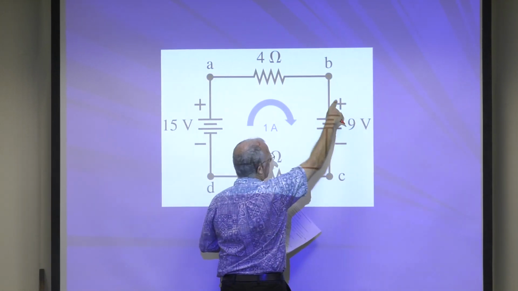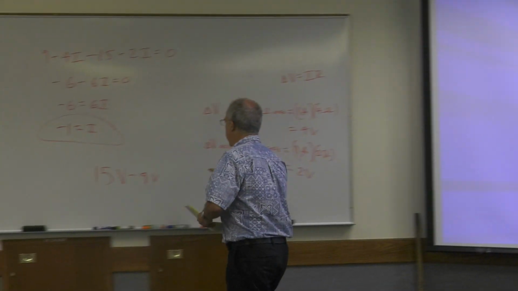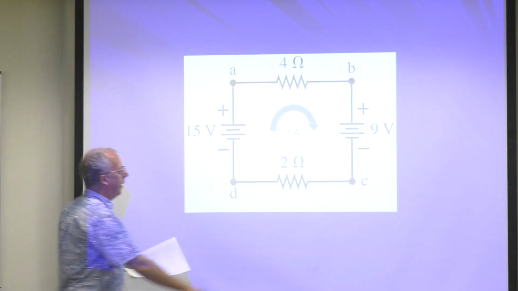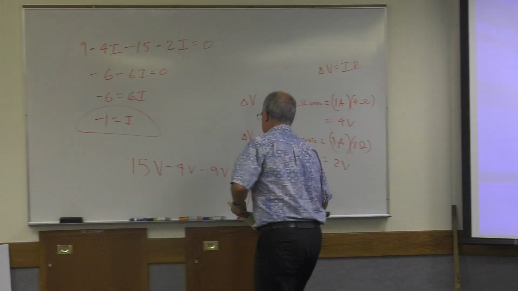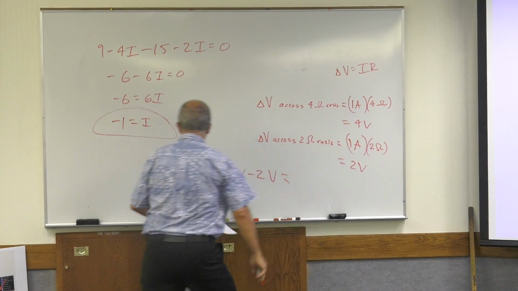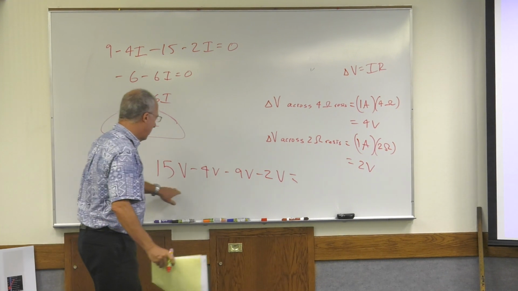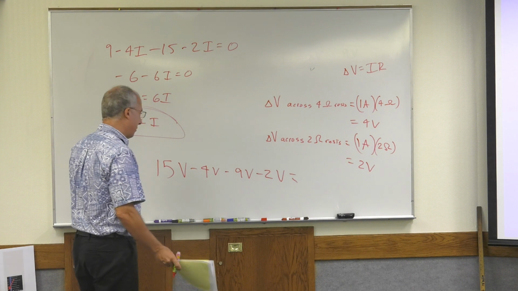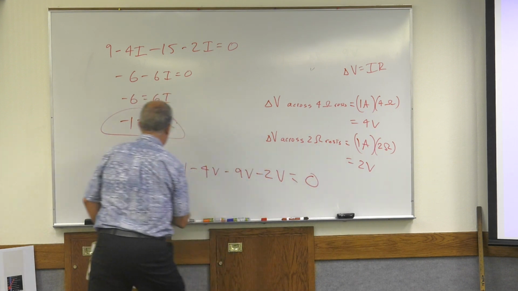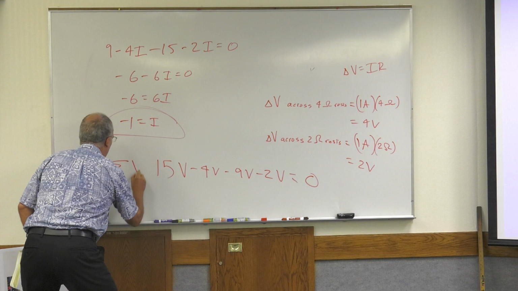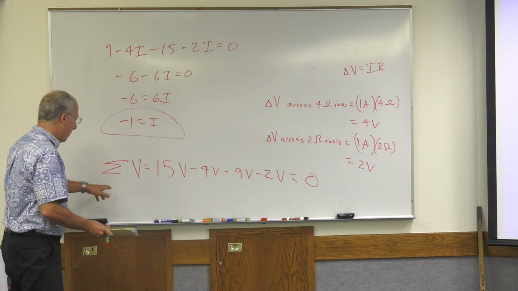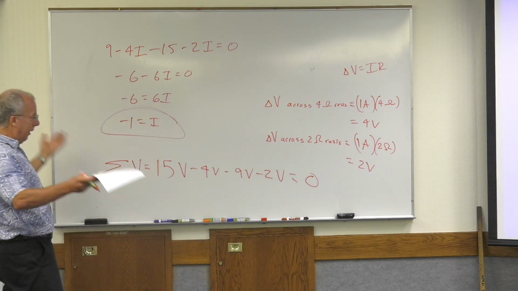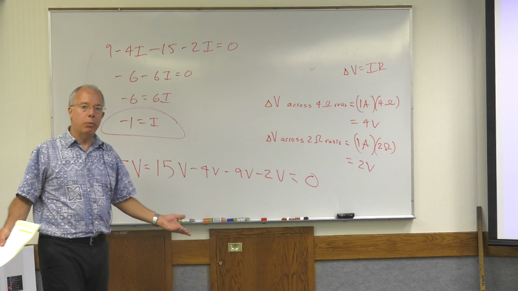Here, plus the minus, you lost 9. So minus 9 volts. So 4. Here, you lost 2 volts, right? So what does that equal? 15, what is that? 0, right? So in other words, the sum of the voltages, that's what we just figured out. The sum of the voltages, 15 minus 4 minus 9 minus 2, and that equals 0. So the loop rule works.